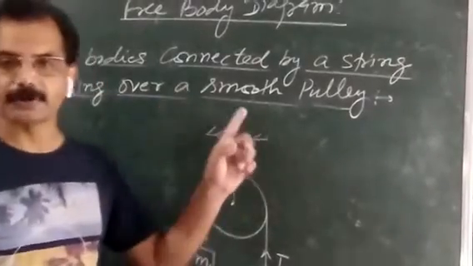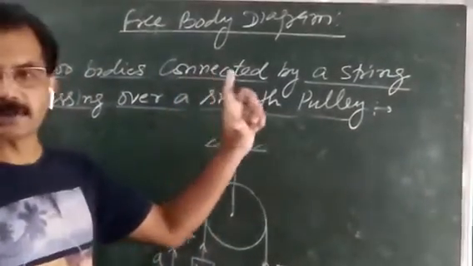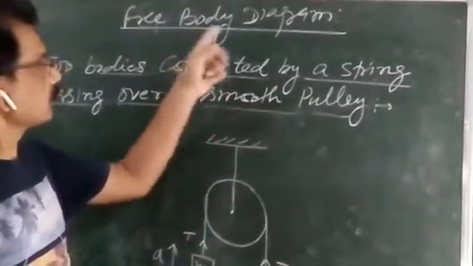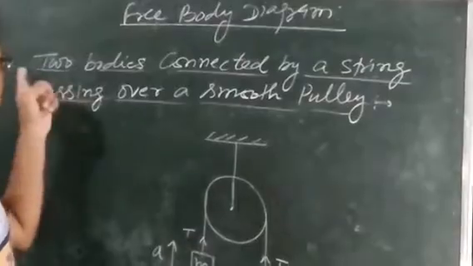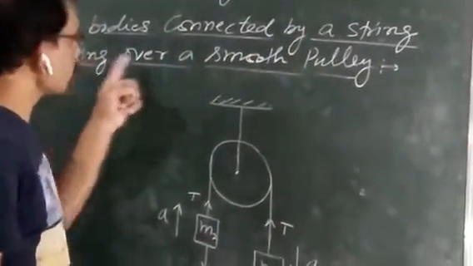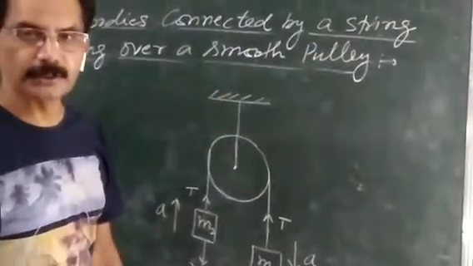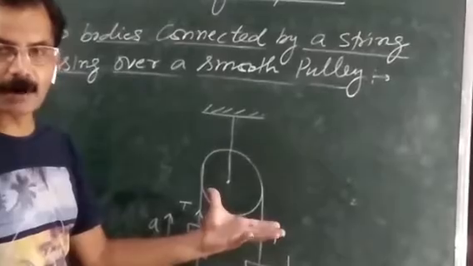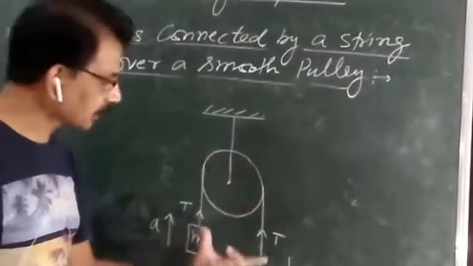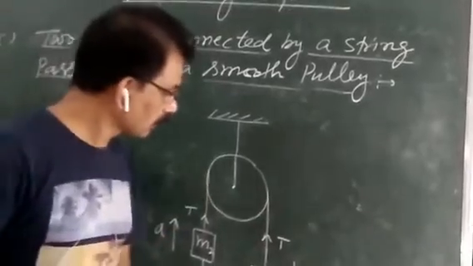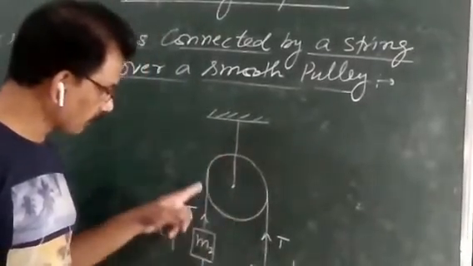Yesterday, I was giving you the different cases here. Already in that video, I have given the different cases. And today in this free body diagram, its next part, where two bodies are connected by a string passing over a smooth pulley. Then, how can we apply Newton's second law of motion? And how can we derive the expression for the acceleration of these masses as well as the tension in the string?